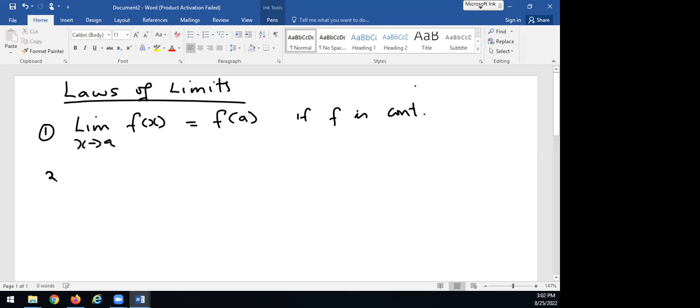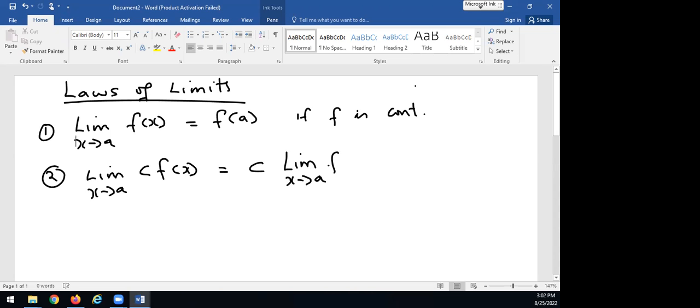Number two, if you have the limit as x approaches a of some constant times a function, c is a number, some constant, whether 5, 10, -2, whatever that is, then this is going to equal the constant times the limit of the function. So you can always pull out the constant and multiply it by whatever the limit is.